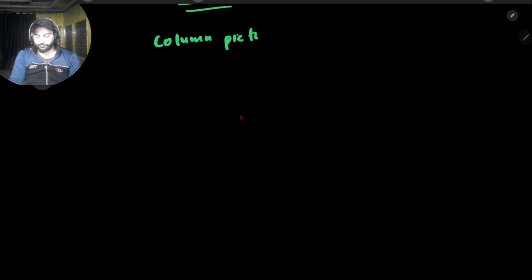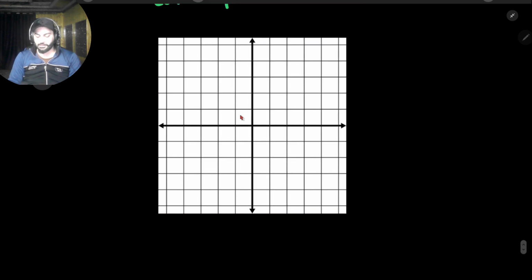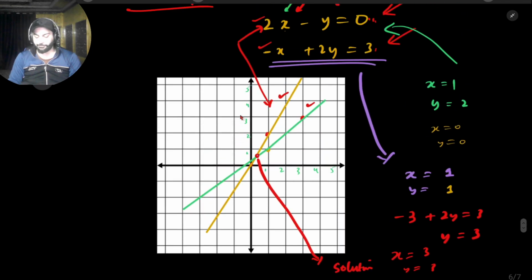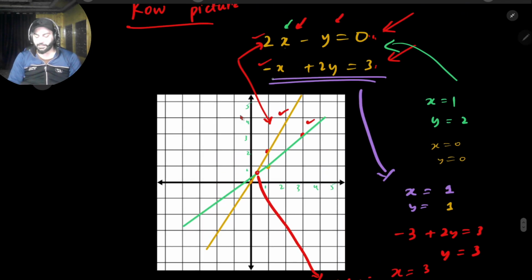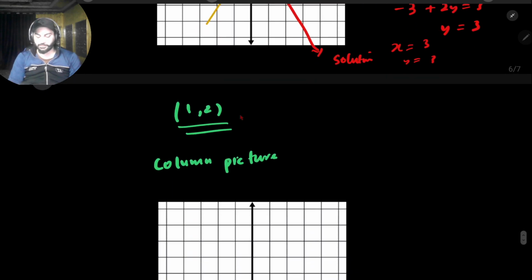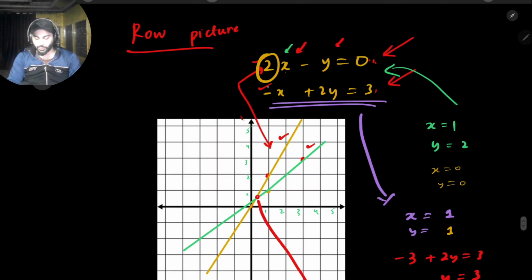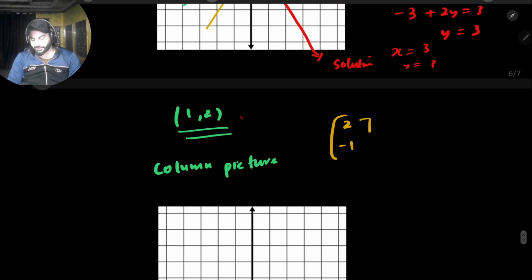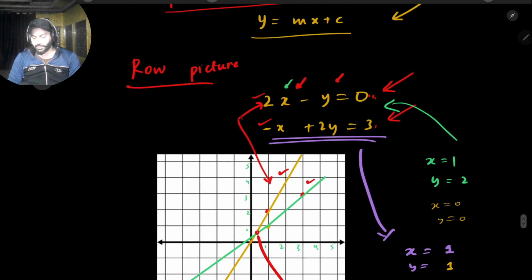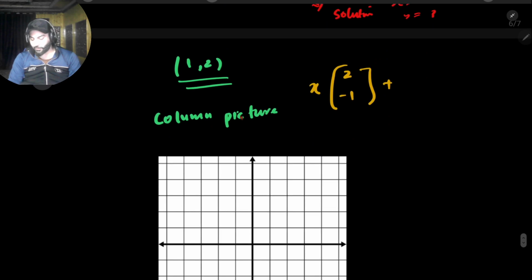Again we have the two lines like this. So this is the graph, and we have these equations. We have 2x minus y equal to 0, and then we have minus x plus 2y is equal to 3. So I can write this equation like this. I can write 2, minus 1. If you see it right here, 2 and minus 1, this 2 and this minus 1. And maybe I can multiply them together with x, plus. Then I'll take y and minus 1 comma 2, so here I have minus 1 comma 2, and I'll multiply it by y. This is equal to 0 comma 3.